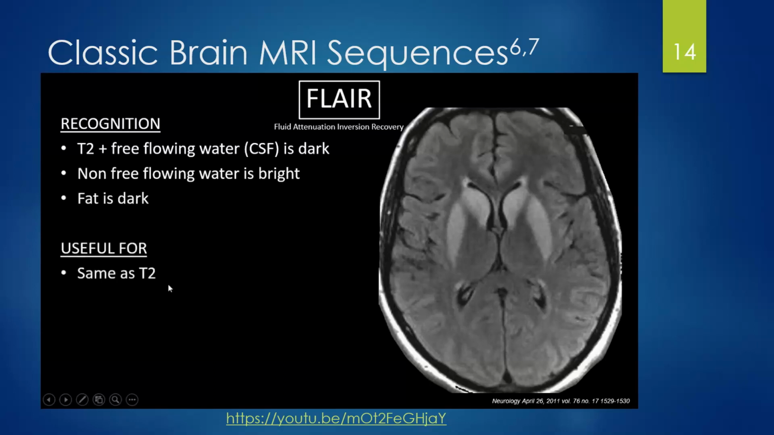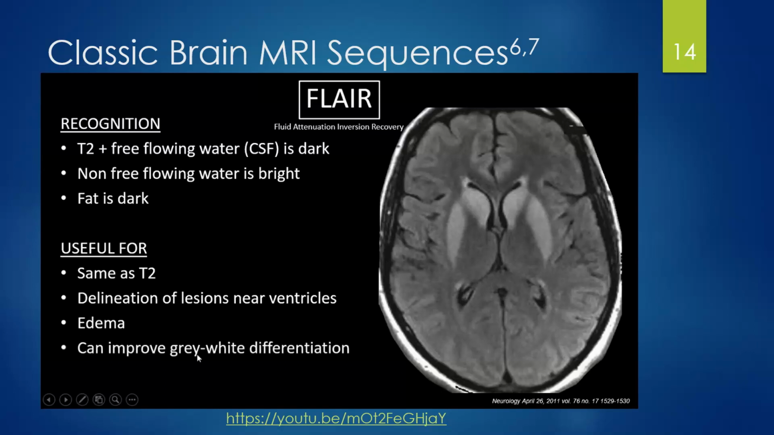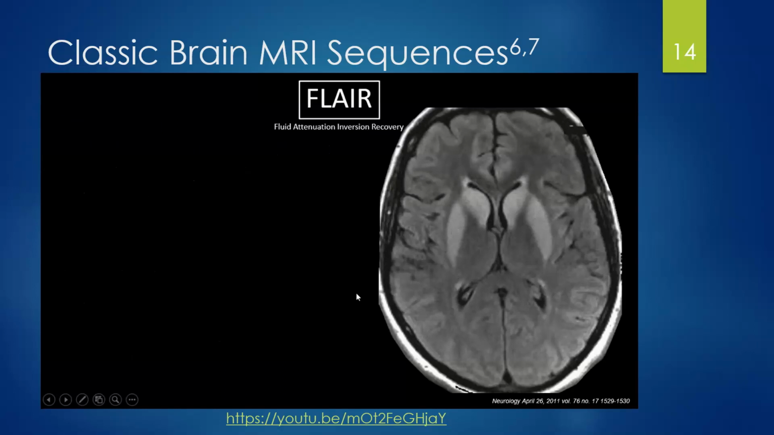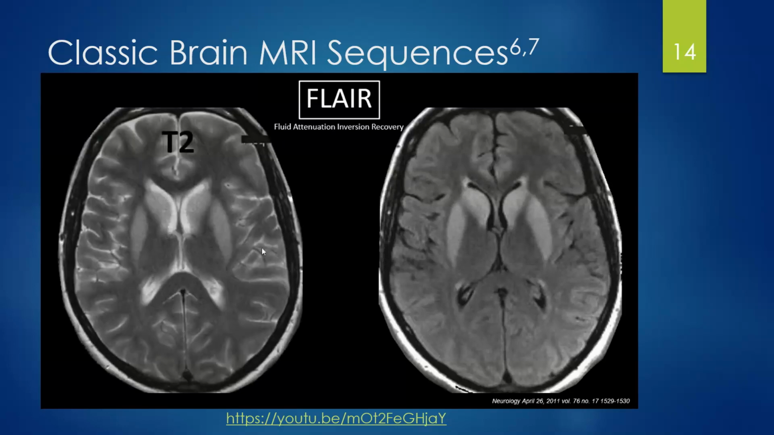So what is this useful for? Same as T2, but it does a better job of delineating lesions near the ventricles, because edema would be bright, but in FLAIR, the CSF is going to be dark because it's free-flowing, whereas edema is not free-flowing. And it can really do a good job of gray-white differentiation. Just look at the putamen and the head of the caudate. They really stand out. And let's compare this to a T2 image. So again, it looks just like the T2 image, except that the ventricles or the CSF spaces are inverted.